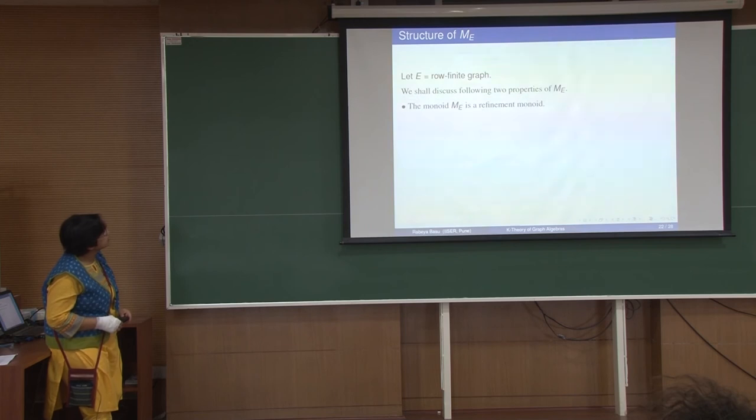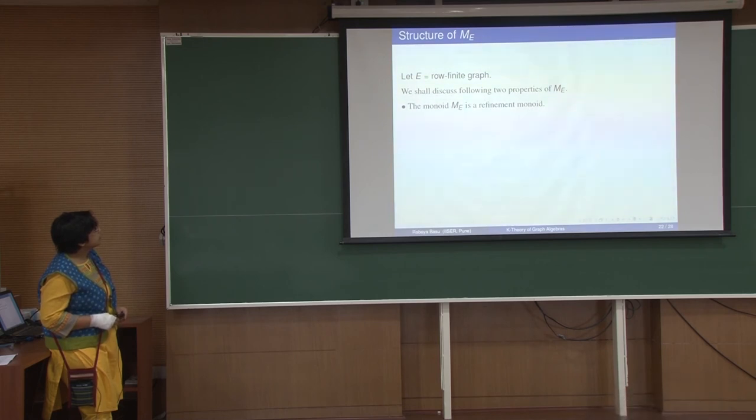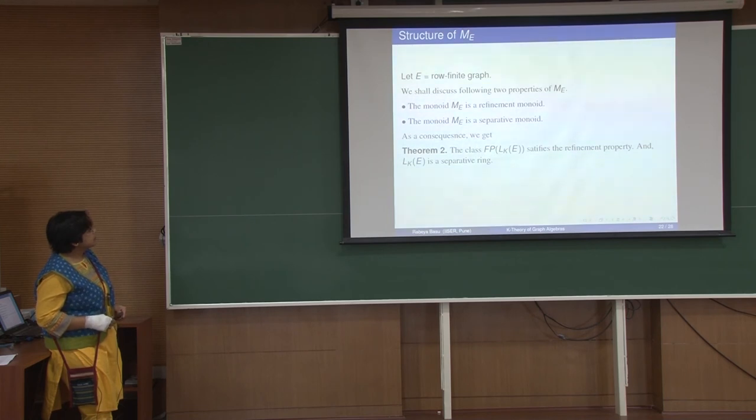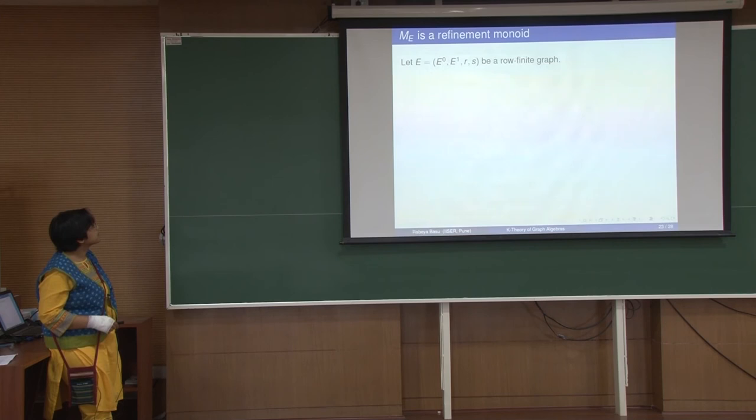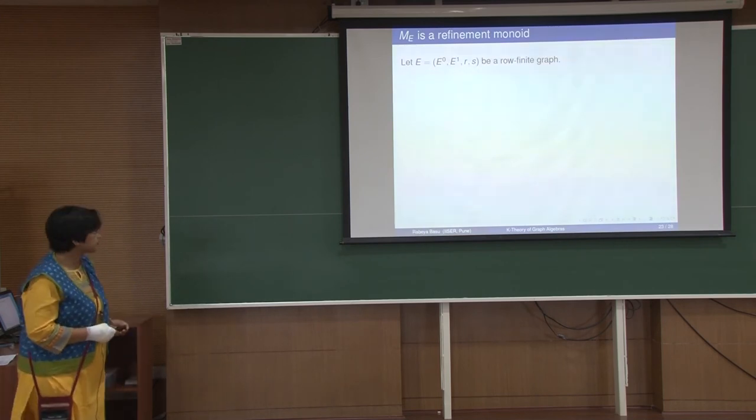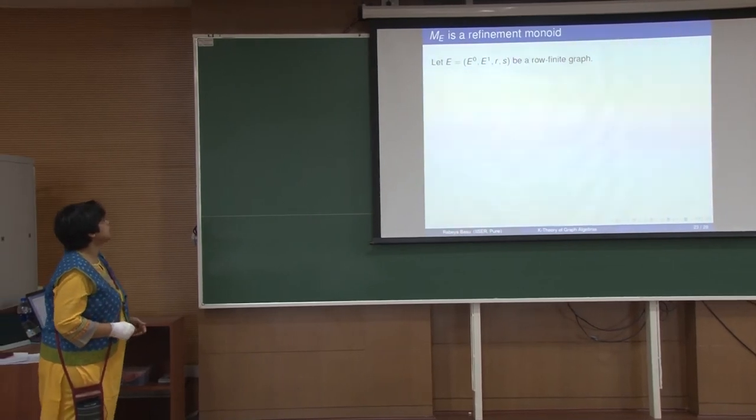So, in the next few minutes, I shall discuss that we start with a row finite graph. One can show that the monoid ME is defined by a monoid and ME is a separative monoid, and as a consequence, one gets that the class FP of LKE satisfies the refinement property and LKE is separative. And for people who know this term, one can also prove this result. So ME is a refinement monoid.